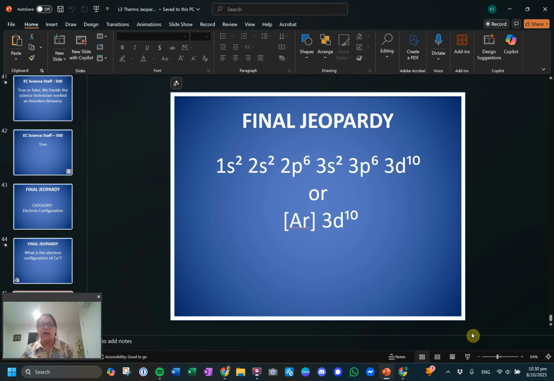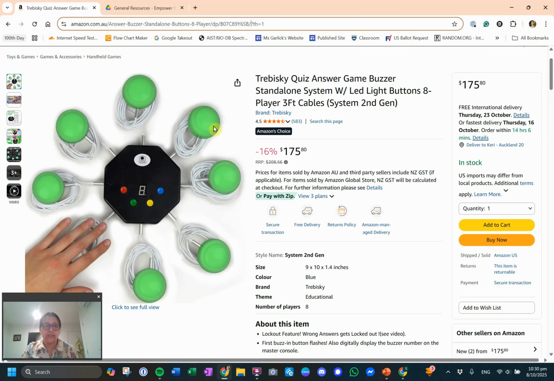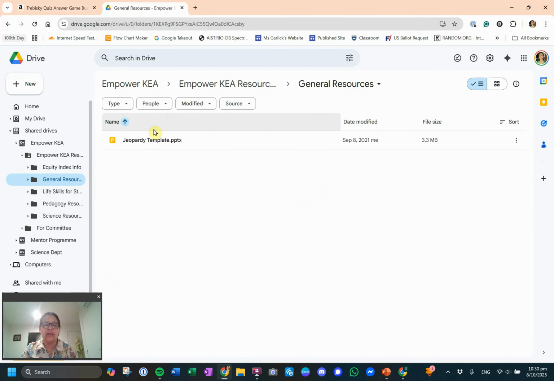So yeah, I should add I've also uploaded a blank template. This is the one that I found years ago when I was at Teachers College, and I still use it because the hyperlinks are so good. And that's under the general resources for the Empower Kia.